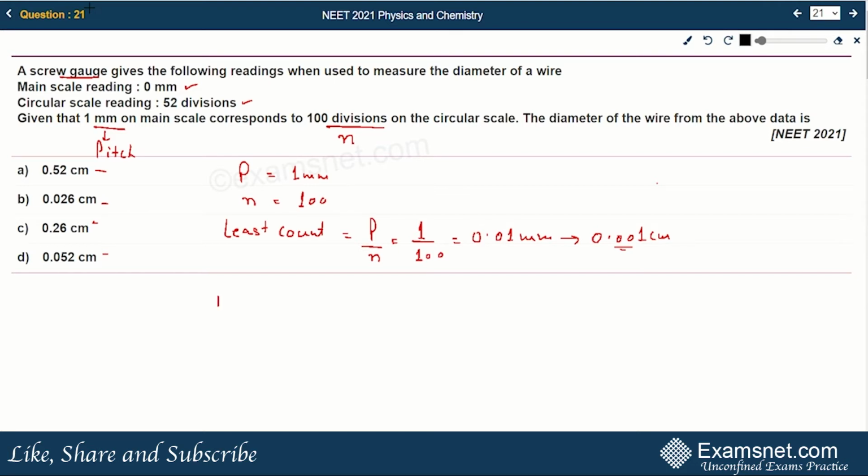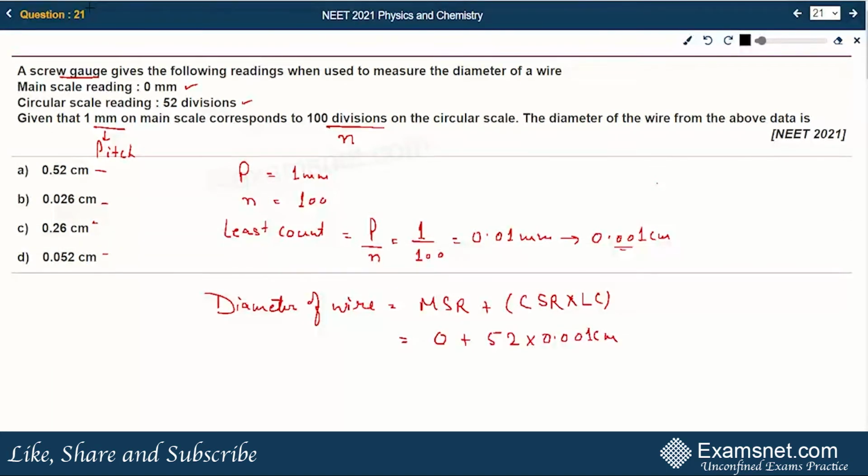Now we have to find out the diameter of the wire, and the diameter of the wire is equal to the main scale reading plus the product of circular scale reading and least count. So the main scale reading is given as 0 millimeter. So it will be 0. Even if you convert it into centimeter, it will remain 0, right? Plus circular scale reading is 52 divisions. So 52 into least count, 0.001 centimeter. So we get here 0.052 centimeter as the diameter of the wire. So option D will be the correct option.